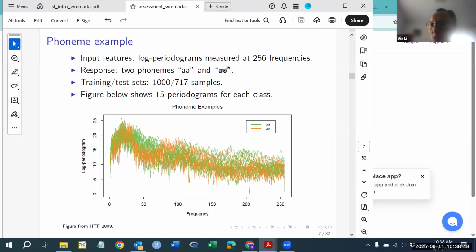This is like a vowel in "water", and this is like a vowel in "dark". We want to classify these two sounds. In the training set, we have 1,000 tests, and you can see we have 15 parallelograms for each class.